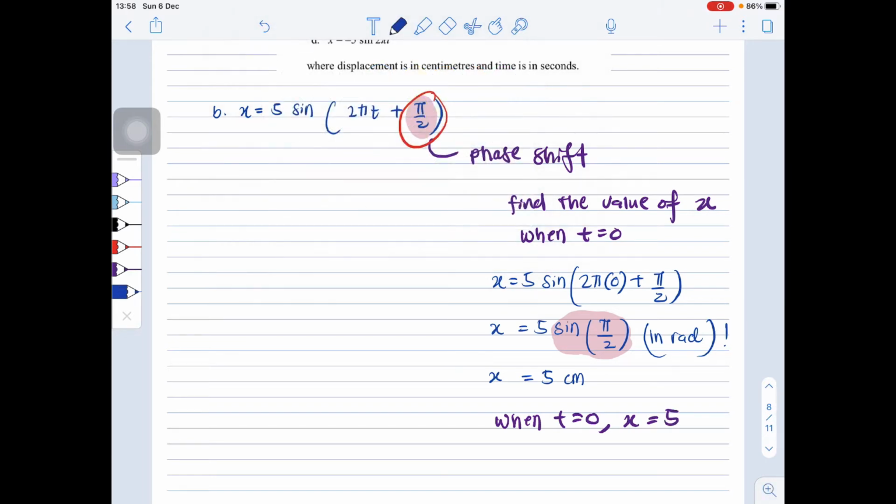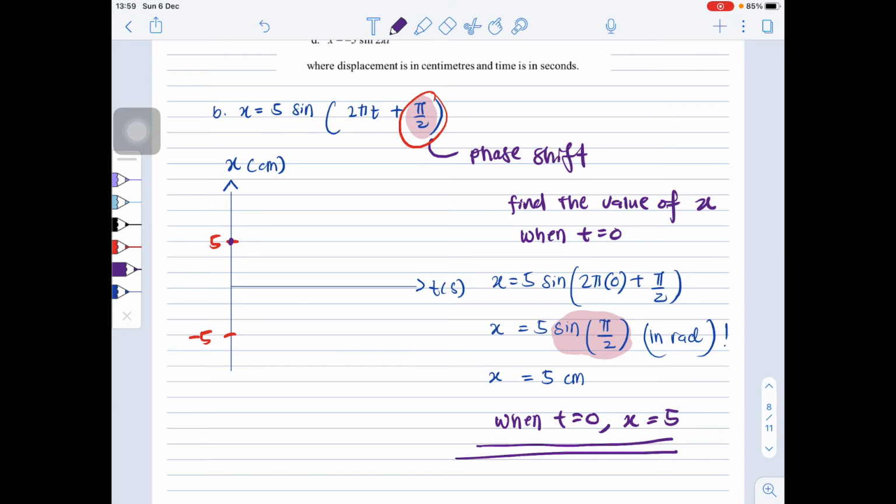So okay, let's draw the axis first. So we have y-axis, which is in cm and here in second. And then let's plot 5 and -5. Okay, so apabila t sama dengan 0, x adalah sama dengan 5. So maksudnya kita punya graf akan start daripada sini dahulu. Okay, sebab apabila t sama dengan 0, x sama dengan 5. So we start here.